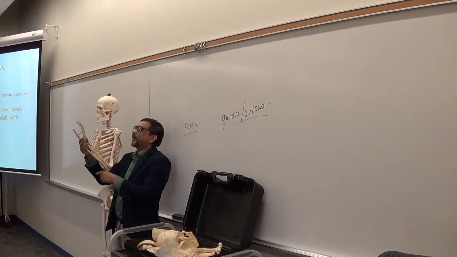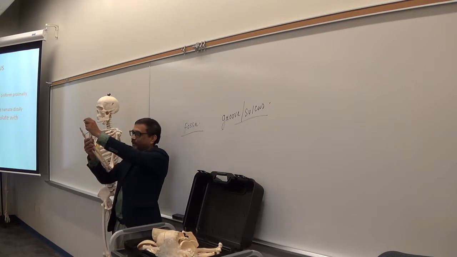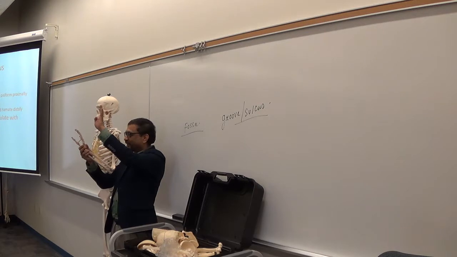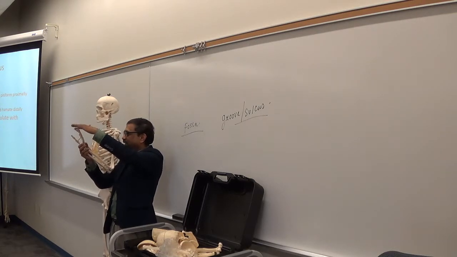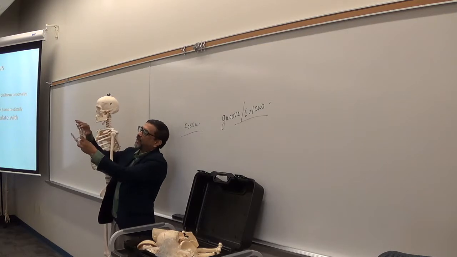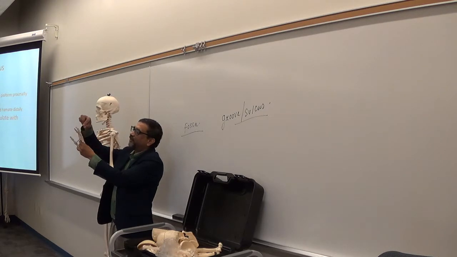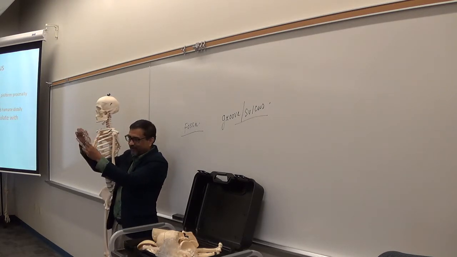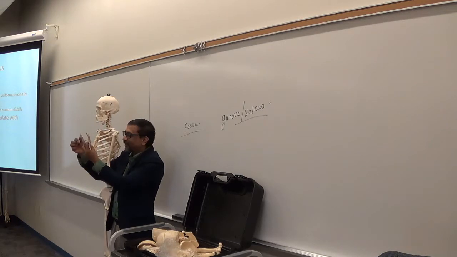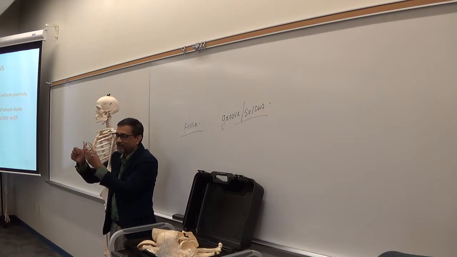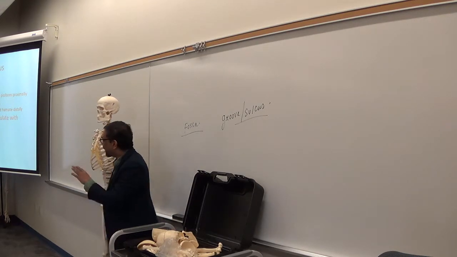Then, how many phalanges do you have? 14. Very good. 14, right? Because each of these has how many? Three. So 12, right? And this one has two. The thumb has only two. Others have three. So we can divide these phalanges into three groups: proximal, middle, distal. Is it clear? Proximal, middle, distal. But in your thumb, you have only proximal and distal. You don't have middle, right? Because two, proximal and distal. So those are 14 phalanges.